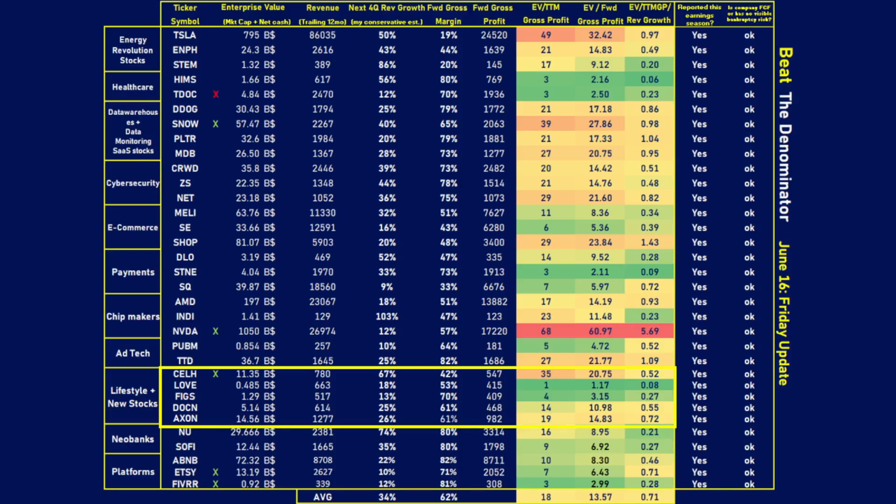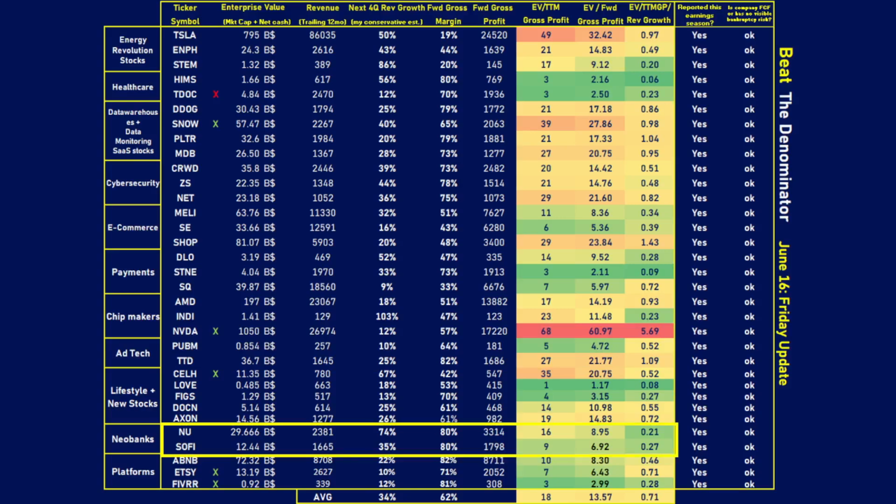So, anyways, let me move on now to my neobanks. The neobanks, we have Nubank and we have SoFi, and they've gotten steadily more expensive. SoFi has run up much more than Nubank has recently. Nonetheless, I believe these companies are very interesting.